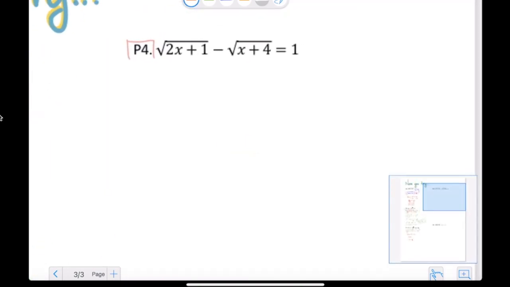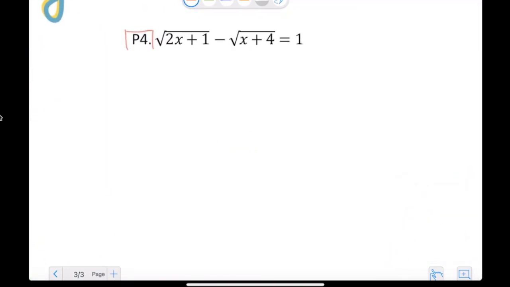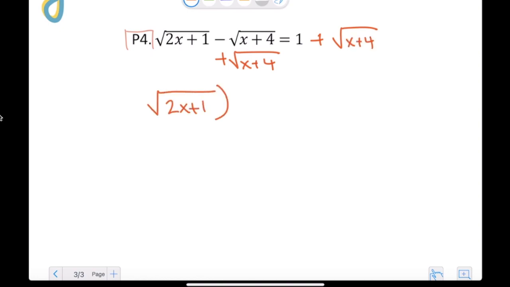Okay, next question. This one's one of those long, messy ones. First, we want to go ahead and isolate our radical so that there's only 1 on each side. So I'm going to add the square root of x plus 4 to both sides. So now 2x plus 1, I'm going to square both sides.